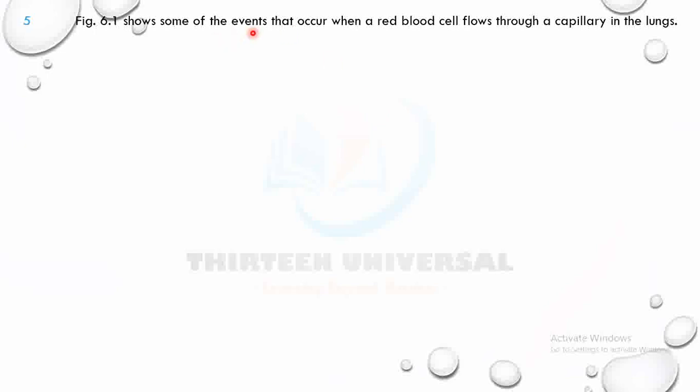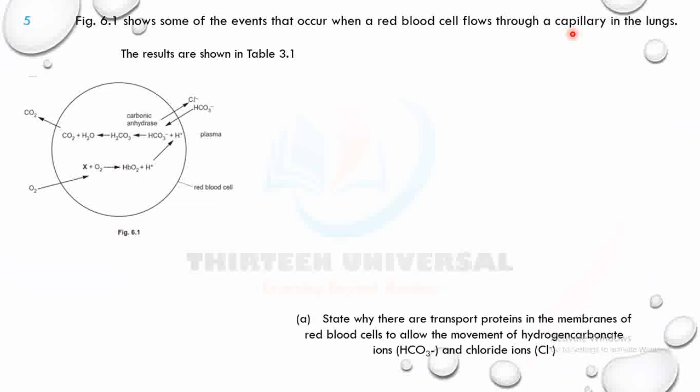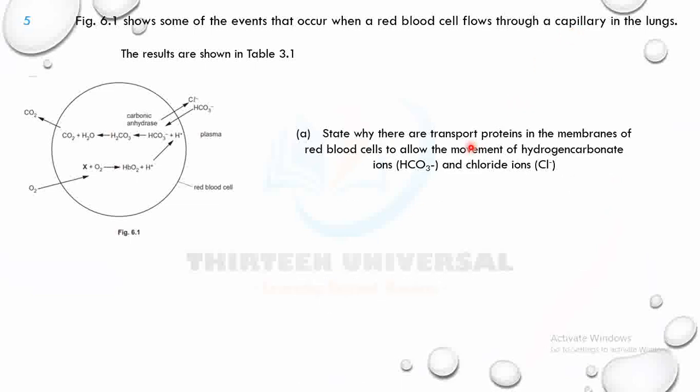Fig 6.1 shows some of the events that occur when a red blood cell flows through a capillary in the lungs. The results are shown in table 3.1. State why there are transport proteins in the membrane of red blood cells to allow the movement of hydrogen carbonate ion and chloride ion. Why do we have membrane proteins to allow their movement? This is the chloride shift. This is coming back and this is going on. This is happening in the alveoli. So why do we need membrane proteins? Pause the video and try it.